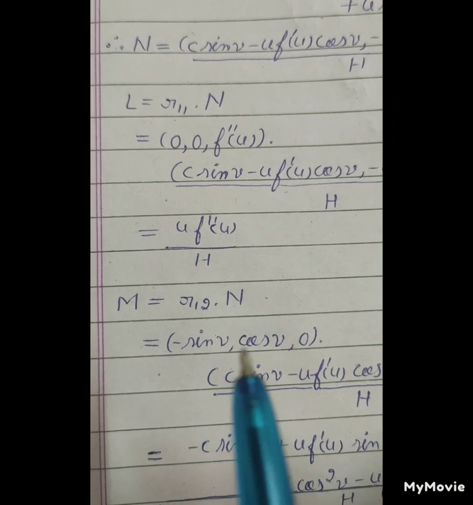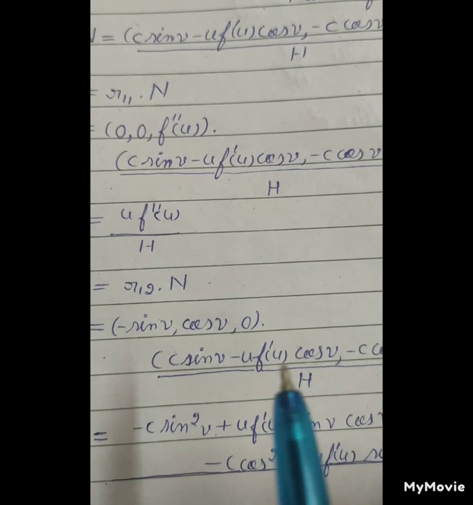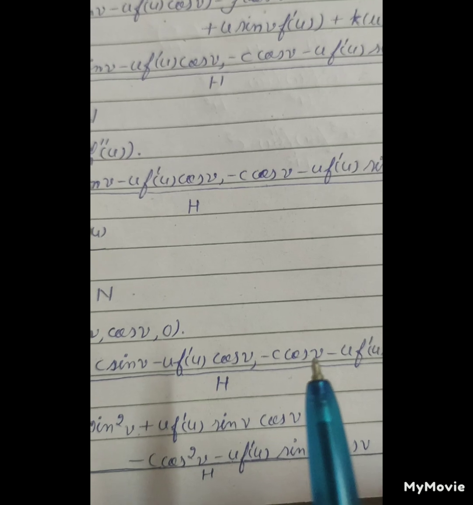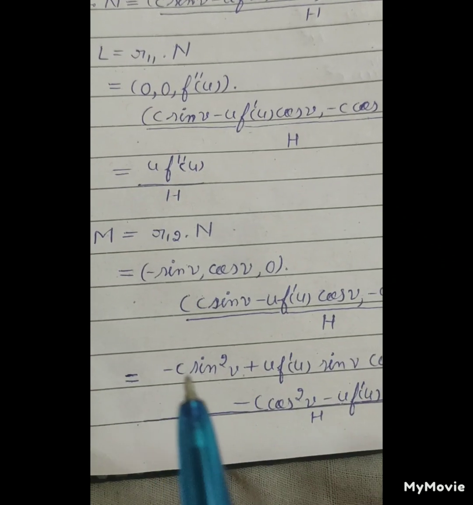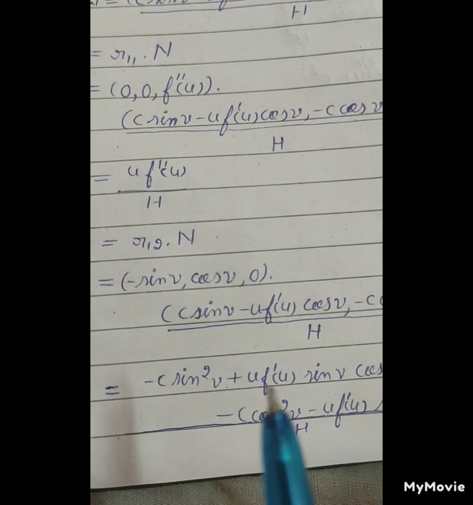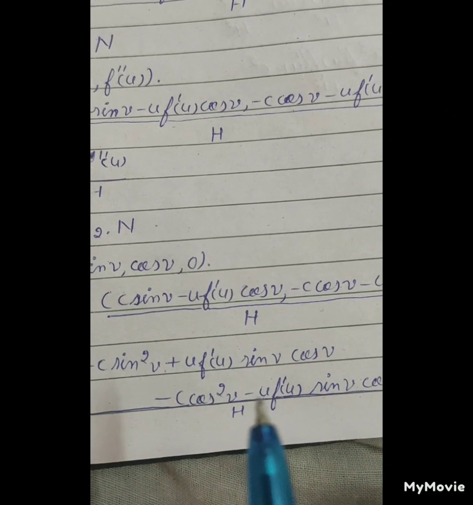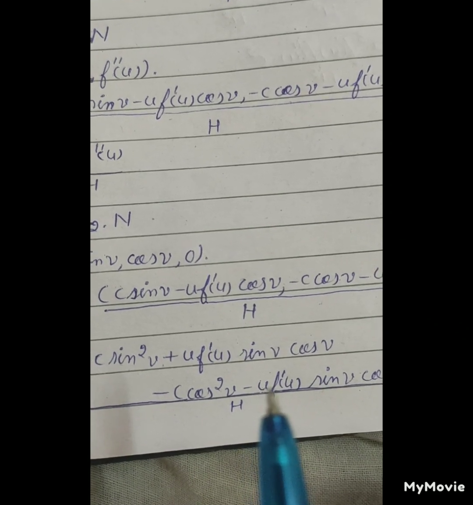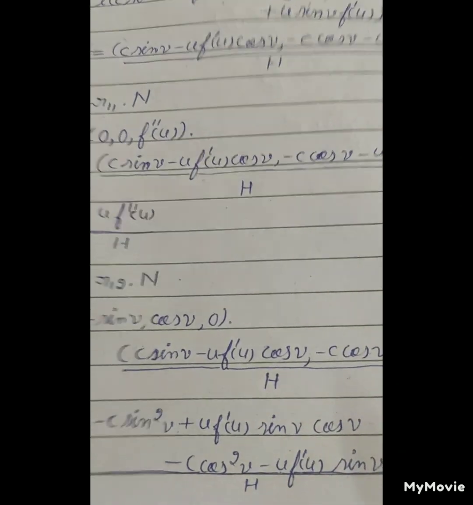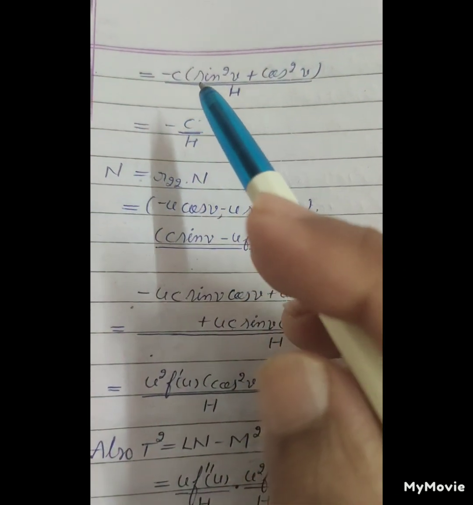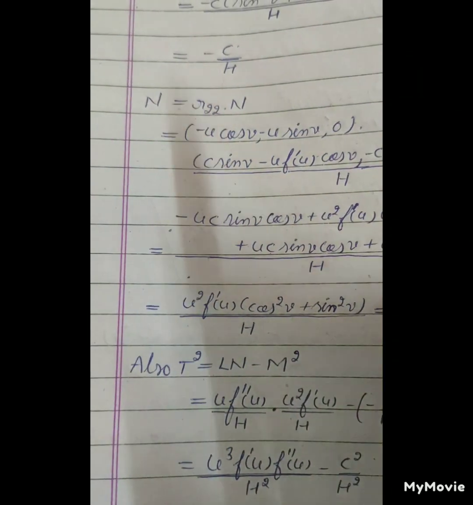M equals r12 dot n, equals (minus sin v, cos v, 0) dot (c sin v minus u f dash u cos v, minus c cos v minus u f dash u sin v, u) upon H, equals minus c sin square v plus u f dash u sin v cos v minus c cos square v plus u f dash u sin v cos v upon H, equals minus c sin square v plus cos square v upon H, equals minus c upon H.